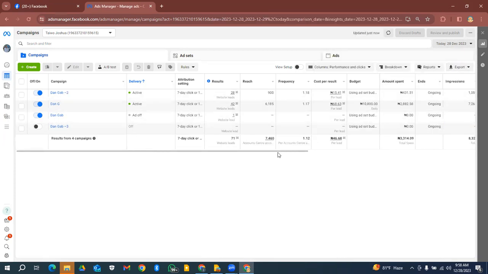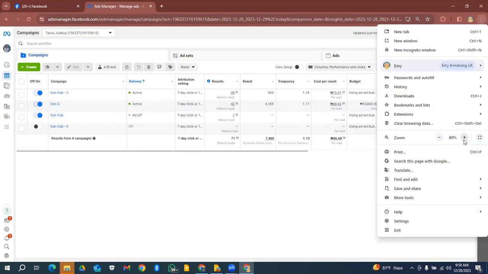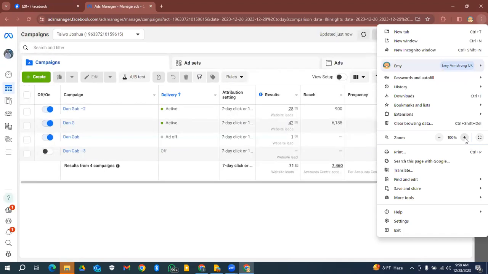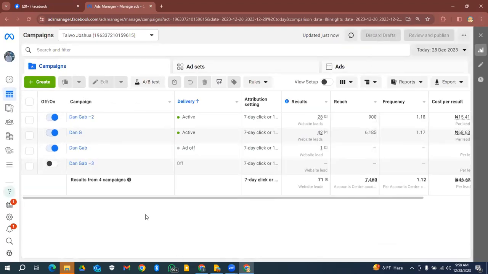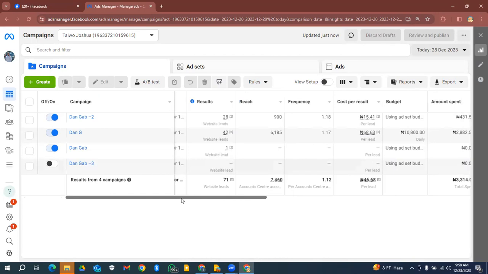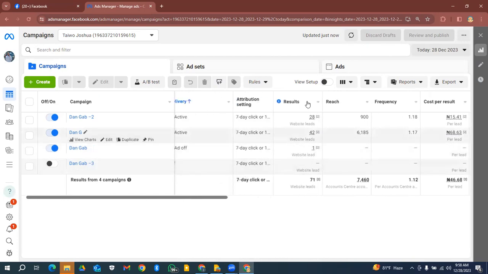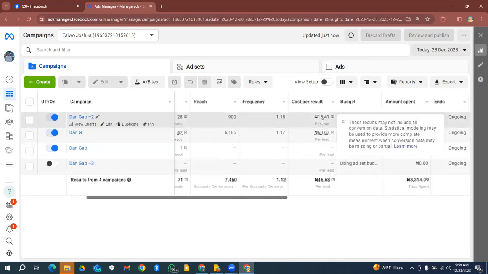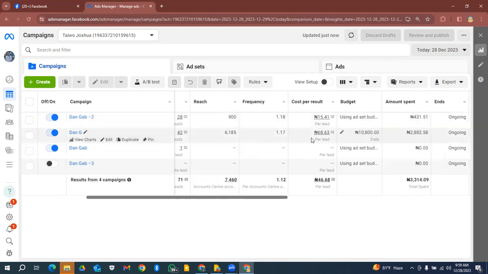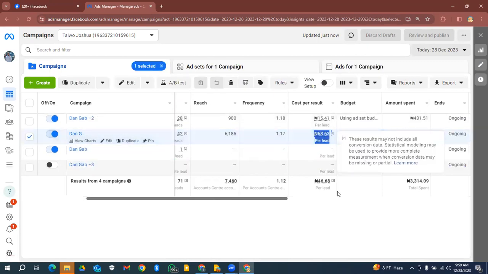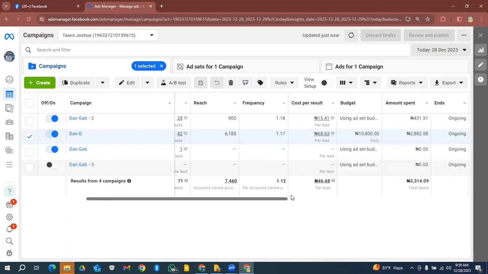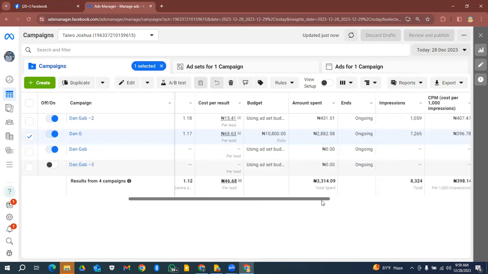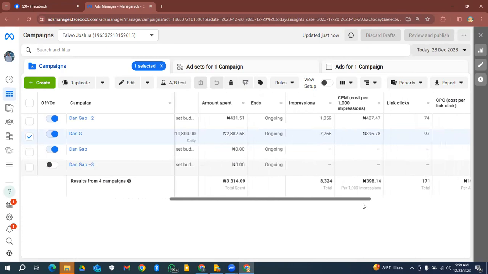Oh, good. This is really awesome. Let me show you this one so you can compare. However, this is for a course that we're selling, right? So you can see we've gotten 28 website leads. Look at its cost per result, 15 naira. Of course, this is extremely low and very, very good. This is an acceptable cost per lead, 68 naira. It's very, very acceptable.